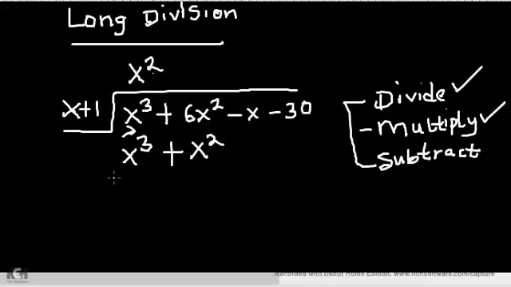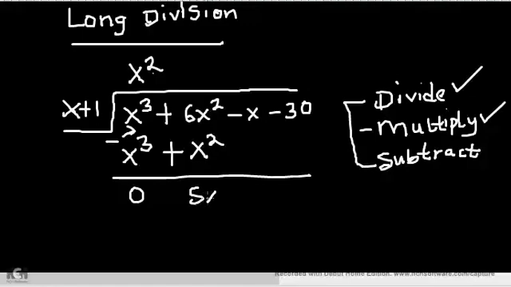Then the next is subtraction. Then I now subtract what I have to get a new polynomial. So let's subtract: x cubed minus x cubed gives me 0. Then 6x squared minus 1x squared gives me 5x squared. Of course, minus x minus 0 is still going to be minus x. Minus 30 minus 0 is still going to be minus 30.